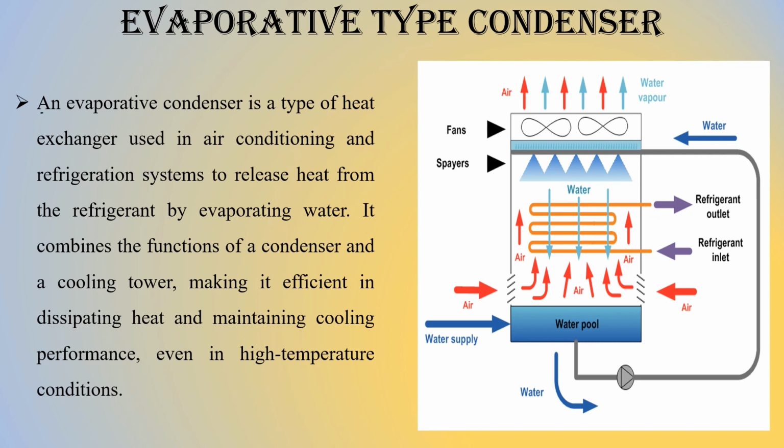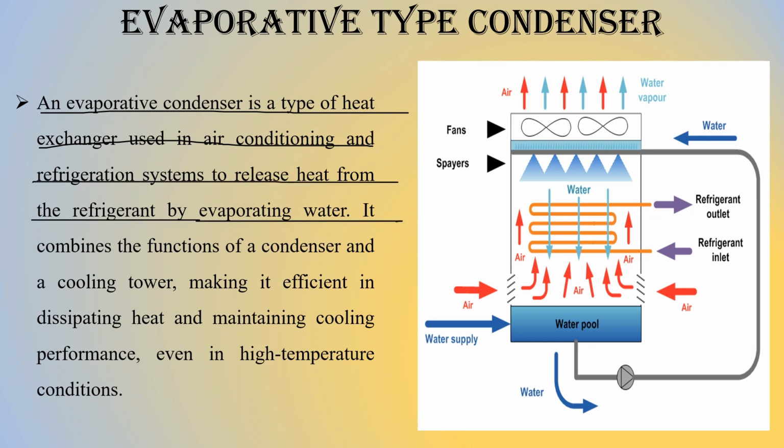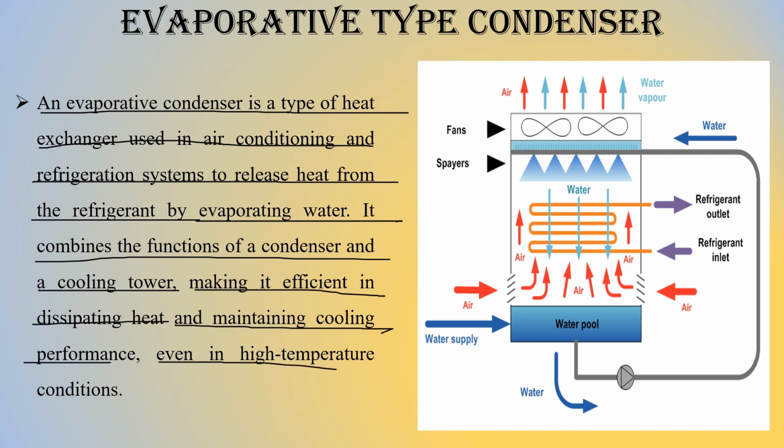Let's see. An evaporative condenser is a type of heat exchanger used in air conditioning and refrigeration systems to release heat from the refrigerant by evaporating water. It combines the functions of a condenser and a cooling tower, making it efficient in dissipating heat and maintaining cooling performance even in high temperature conditions. Okay, see this last line, even in high temperature conditions. Now you understand why I say it is more efficient and more used. This is the main reason for it.